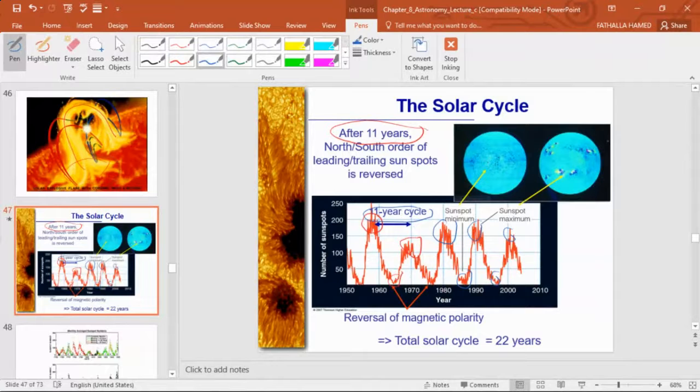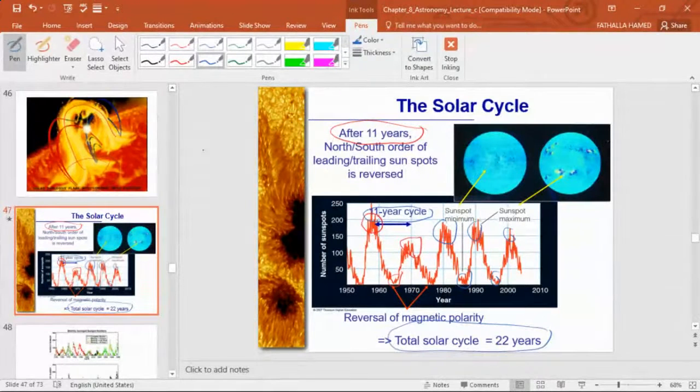And that's when you hit basically another maximum. In the middle, of course, it will be in the reversal between these, you will get a minimum. Then what we call the total cycle, it will be 22 years.